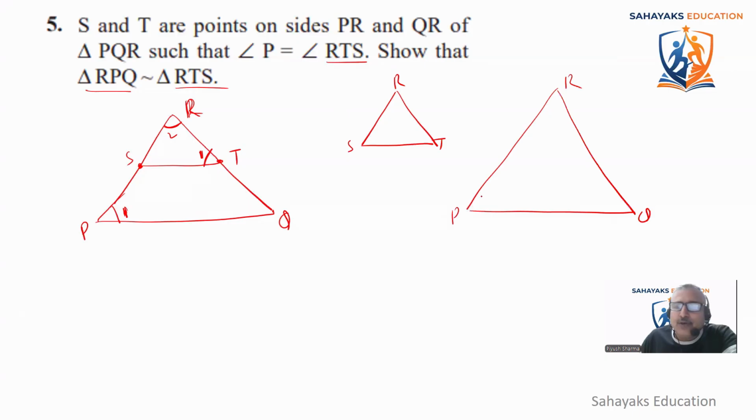So we know that this angle 1 and P is equal to this angle, which is given. We have been given that this angle is equal to this angle. When two angles of triangles are the same, these two triangles are similar. By what? By AA similarity. So these two triangles are similar by AA similarity.